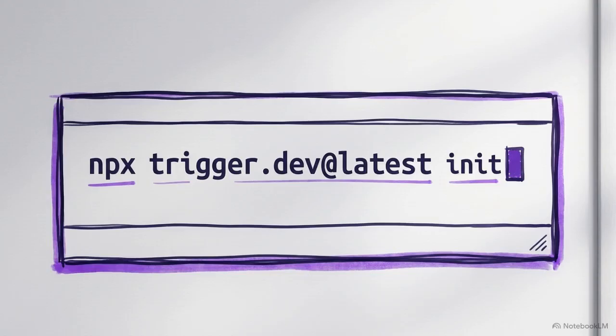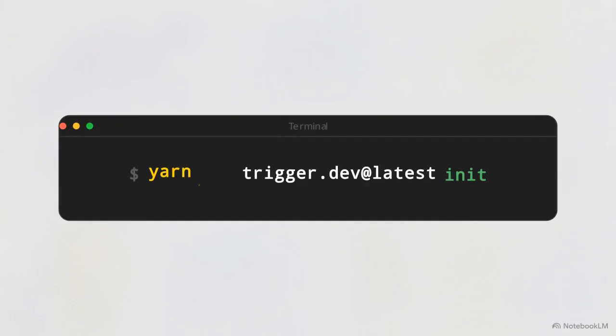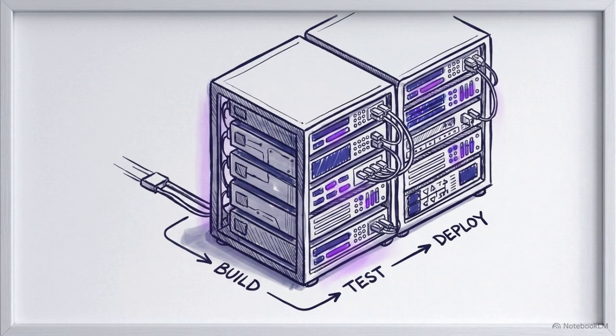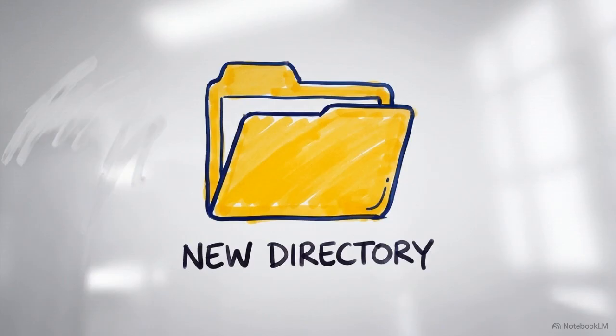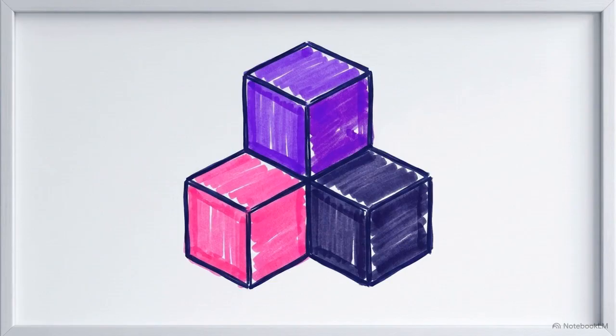In your terminal, run the command npx trigger.dev@latest init. If you prefer pnpm or yarn, the standard dlx equivalents will work as well. If you're working in a CI environment or a headless terminal, be sure to add the --no-browser flag to prevent the initialization process from hanging. As the CLI finishes, it creates a /trigger directory, generates your trigger.config.ts file, and adds the necessary SDK packages.